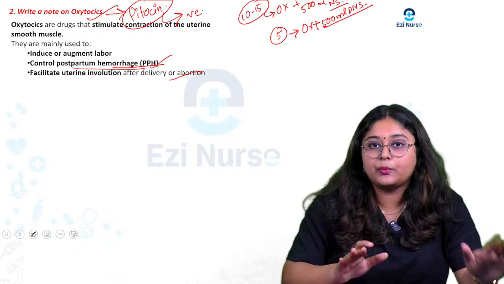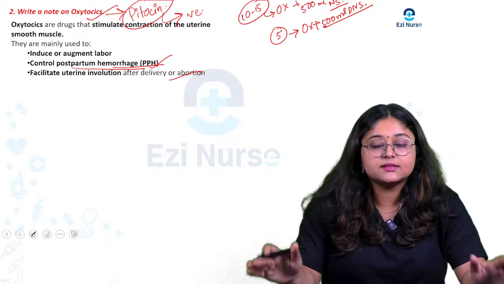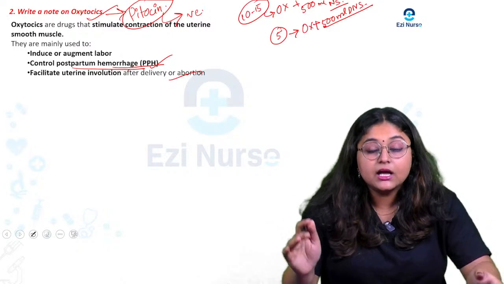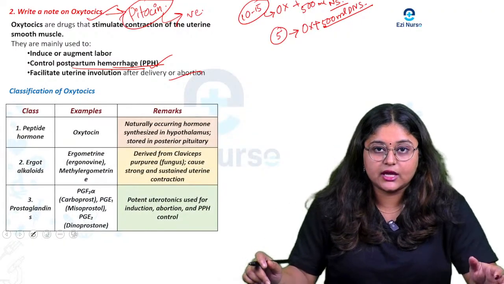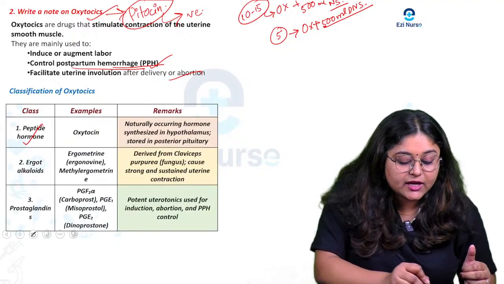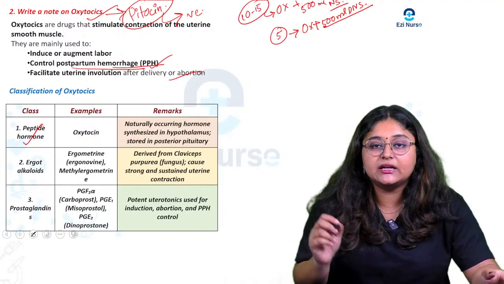Only then will it be possible to maintain the hormonal balance, which will be helpful to prevent PPH, or postpartum hemorrhage. Okay, so now come to the classification. The first class is peptide hormone. Okay, so peptide hormone.